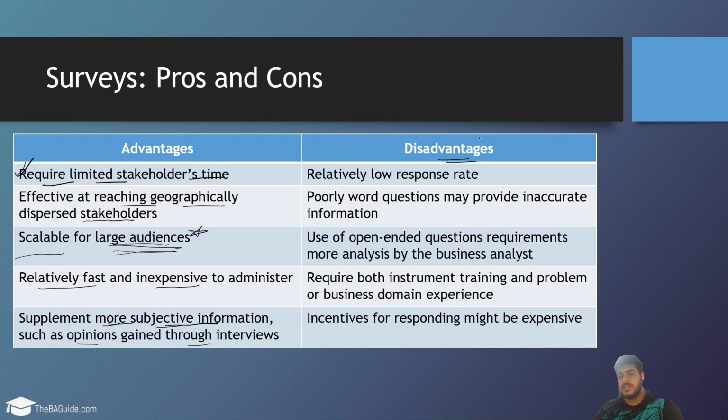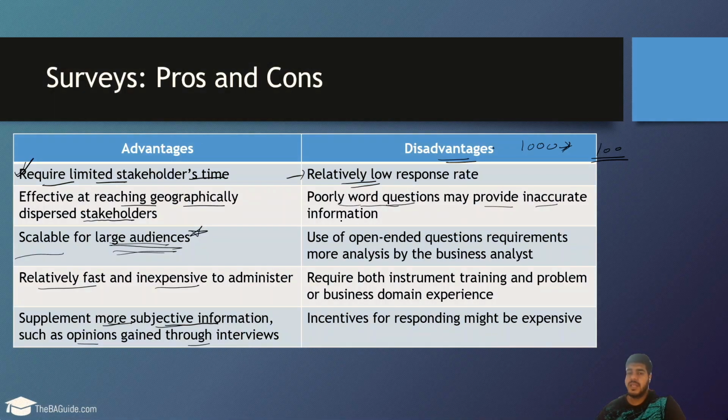Now, let's study the disadvantages. Well, the response rate is relatively low. For example, if you send out 1,000 surveys, there is a chance only 100 people will do the surveys. It becomes important to give them proper reminders, and also sometimes to give them something complimentary so that they have some motivation to do the survey. If the questions are not properly worded, it provides inaccurate information. So there will be no use of the survey if the questions are not properly prepared.